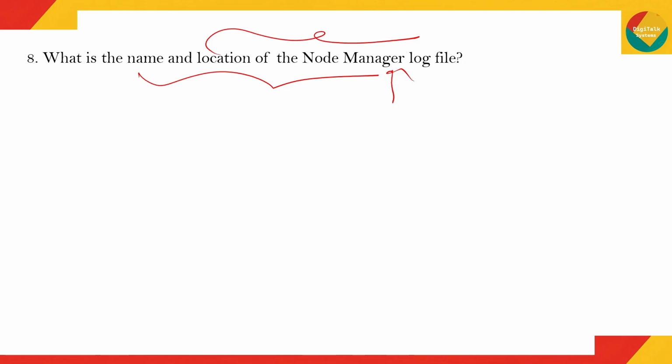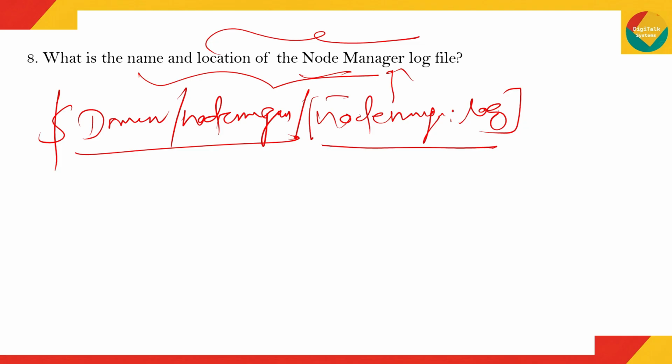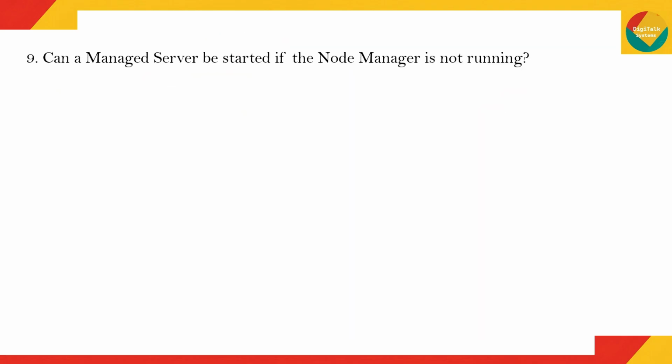So basically, sometime during troubleshooting you have to use the node manager log files. The location of the node manager log file is the same. You can go inside your domain and then the node manager folder, the same location where we have the nodemanager.properties file. Here you will have a node manager.log file. This log file you can look at in case of troubleshooting.